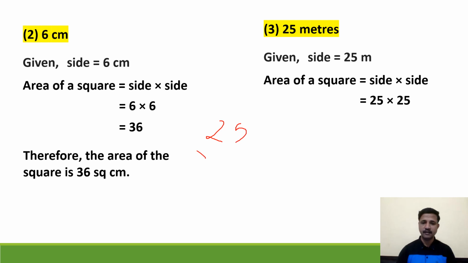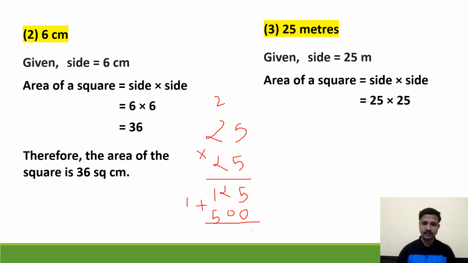25 multiply 25, correct? 5 fives are 25, 5 carry 2. 5 twos are 10, 10 plus 2, 12, then 0. 5 twos are 10, 1 carry. 2 twos are 4, 4 plus 1, 5. So for the answer, we add them.